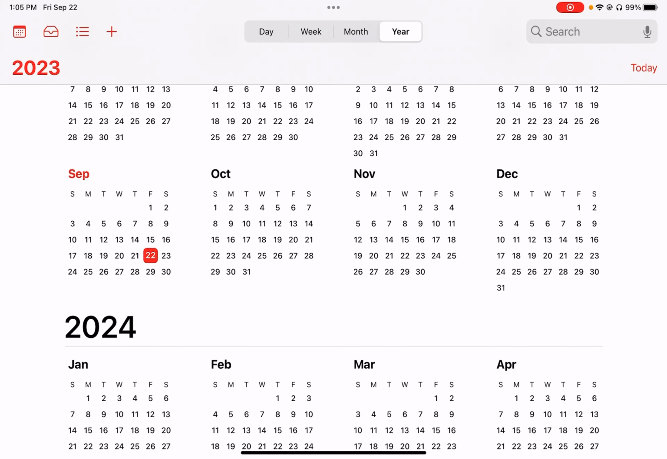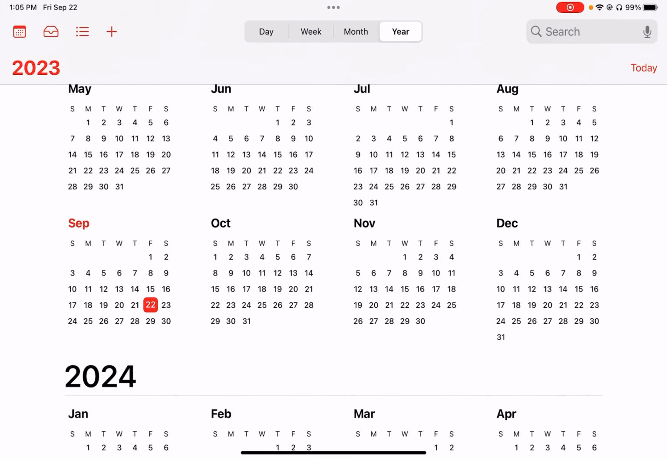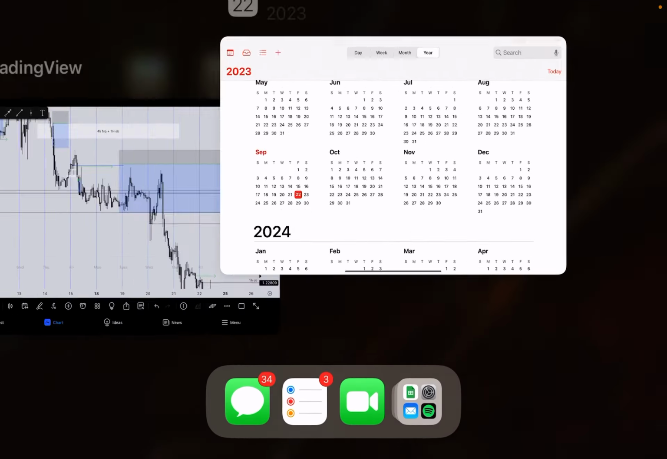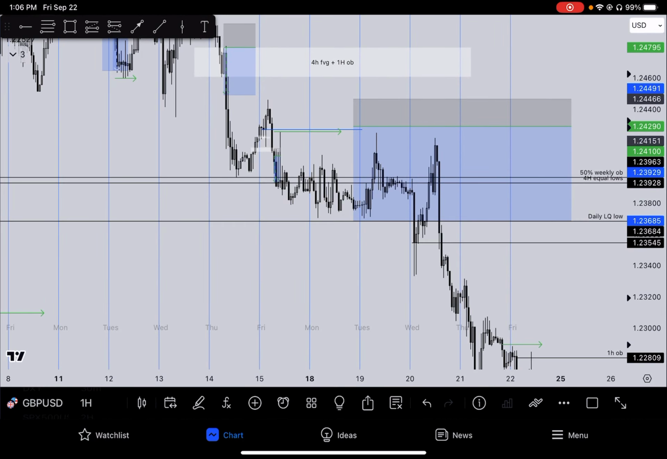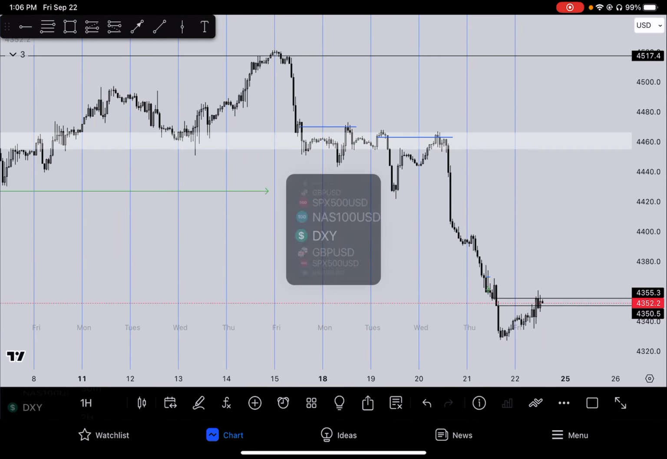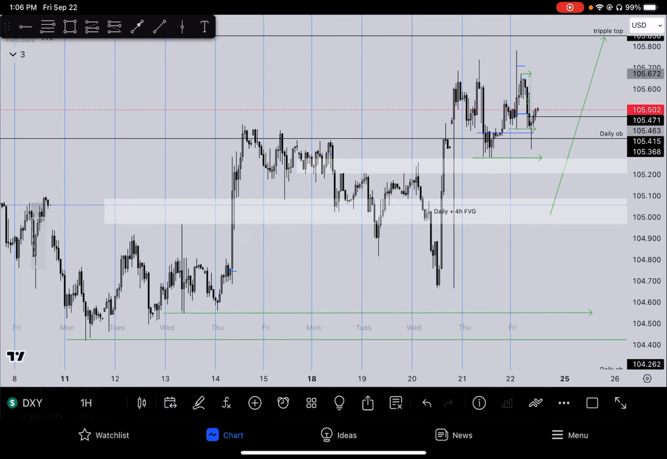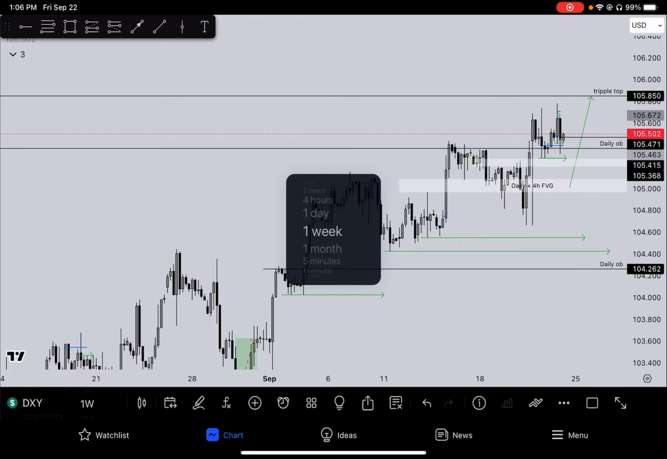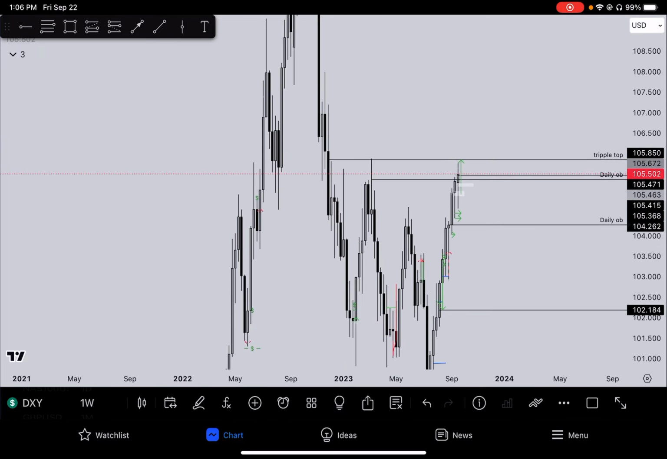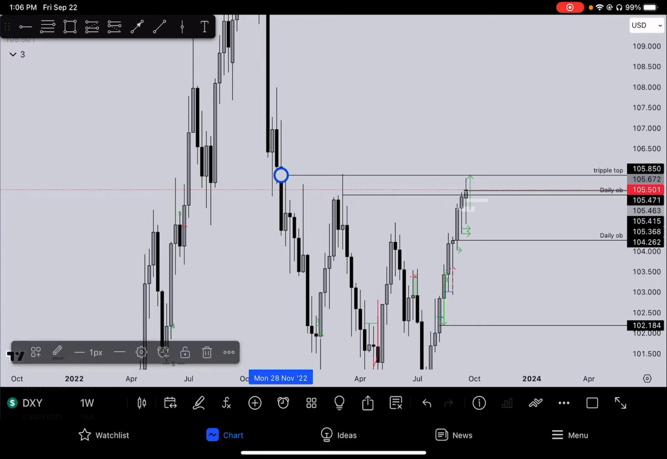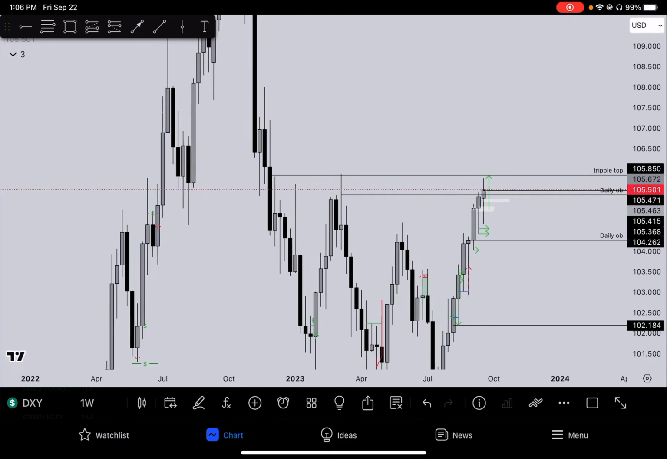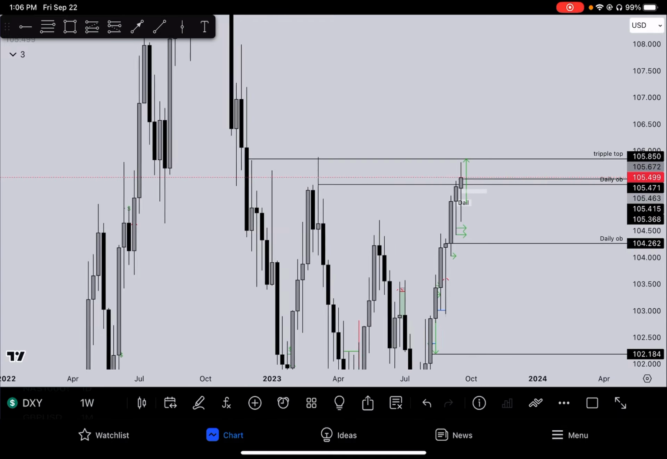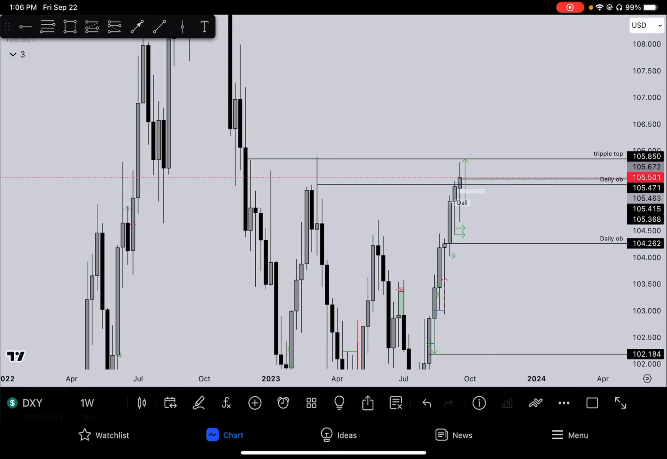All right, trading week of September 17th to 23rd. Let's just start with Dixie. Weekly, this is what we get here. Triple tops of some sort, more so a double top than it is a triple top.